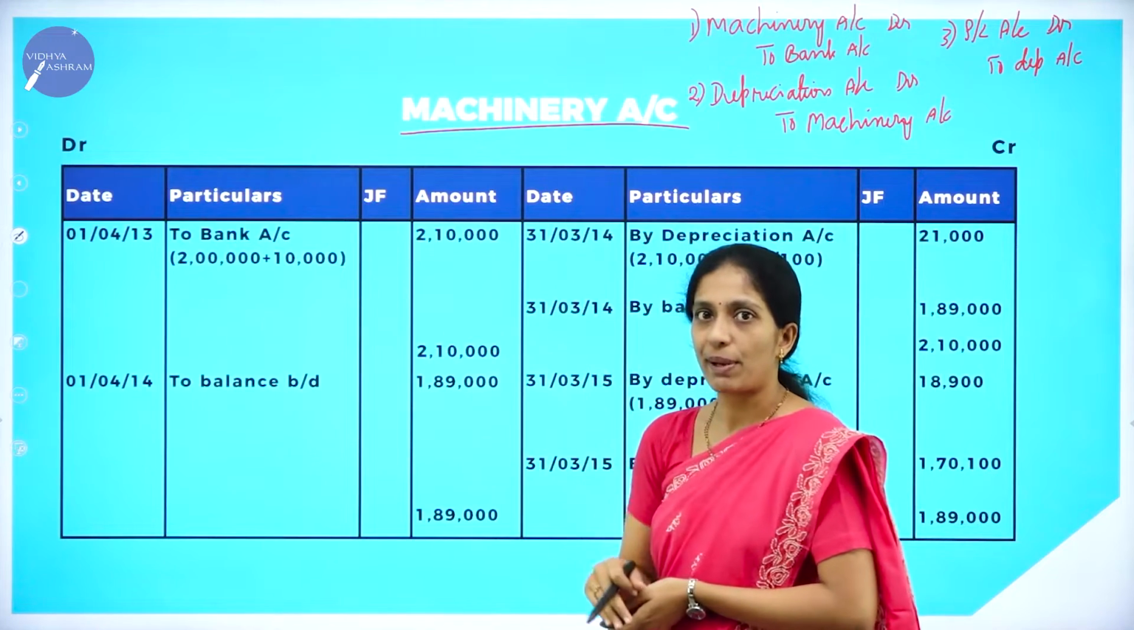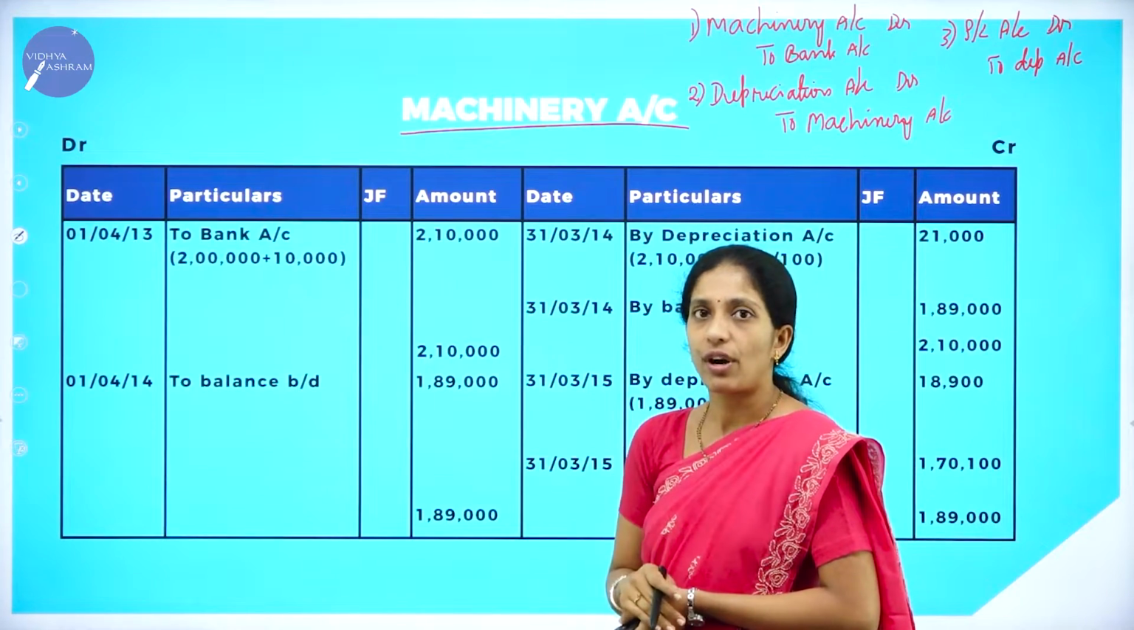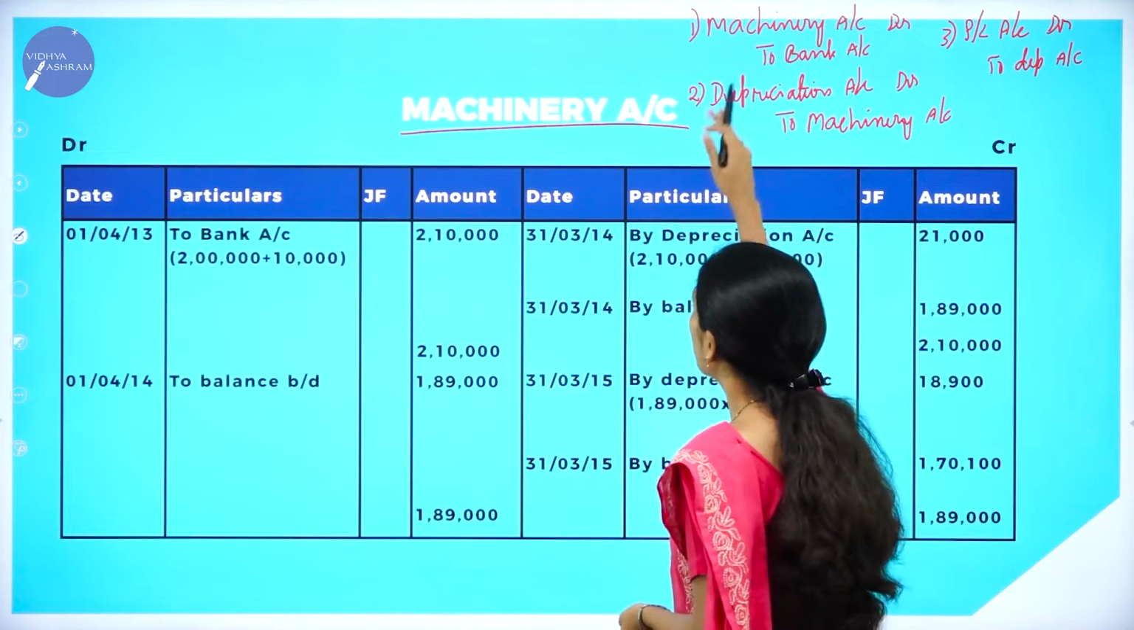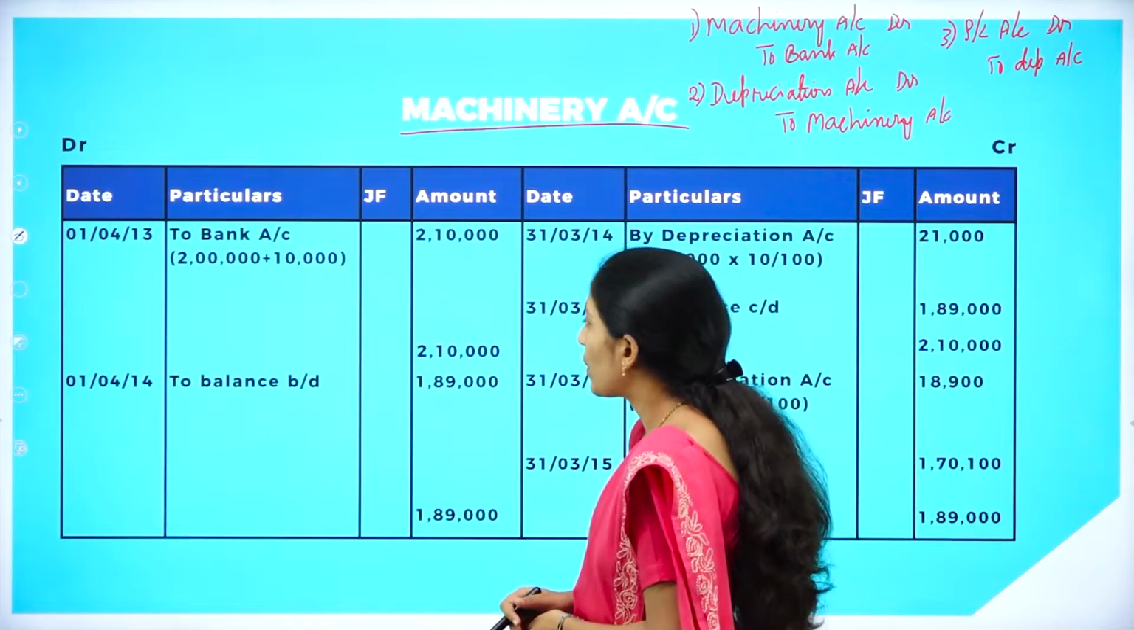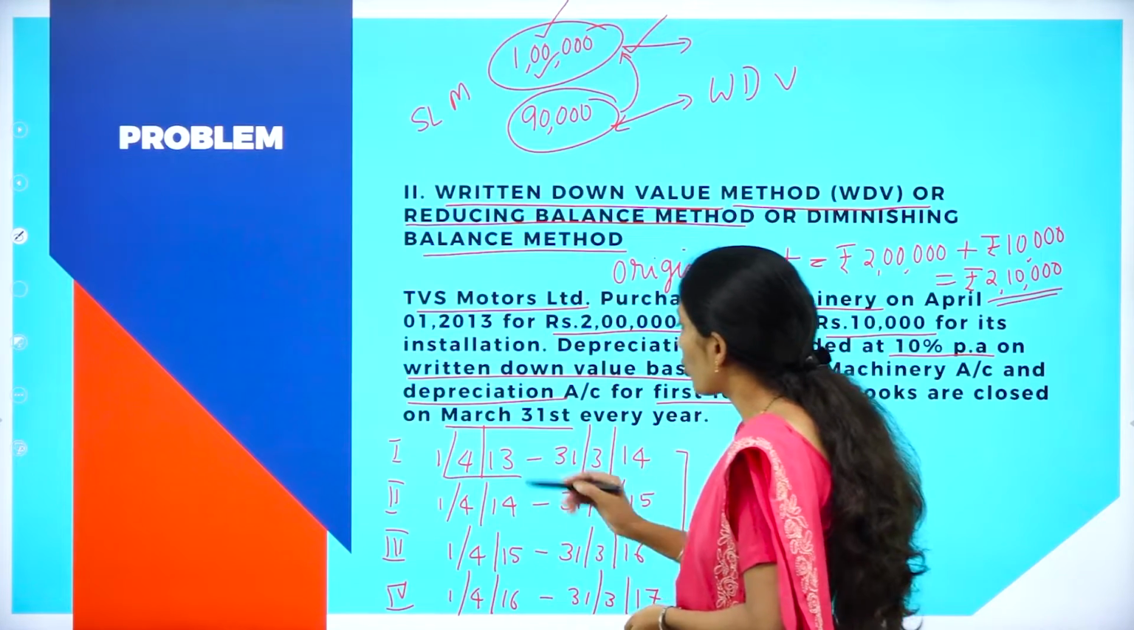First, we are going to prepare machinery account. The first entry is for purchase of machinery. Your entry will be machinery account debit to bank account. Correct? So, when did we purchase a machine? 1/4/2013.